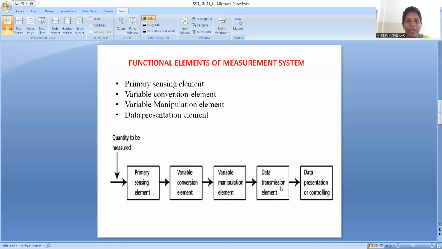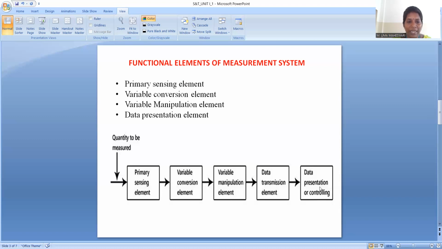The transmitted data should be presented. That is done with the help of the data presentation or controlling element. It should be presented to view for the person who is measuring with the instrument. The information about the quantity under measurement has to be conveyed to the person who is handling the system. So for analysis purposes, we come across this data presentation element. Whatever information is conveyed should be understandable by the person. This is done with the help of this data presentation element.